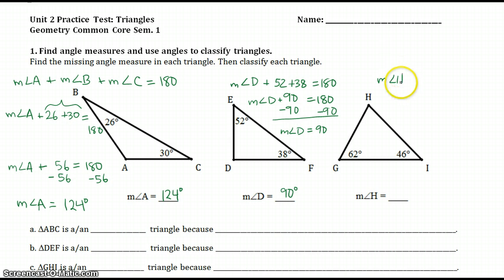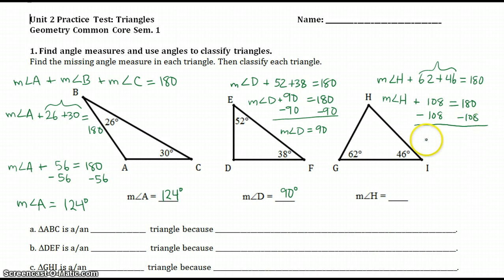The measure of angle H plus 62 plus 46 equals 180. So the measure of angle H plus 108, when you add these two like terms together, you get 108, equals 180. Subtract 108 from both sides, and we get the measure of angle H equals 72.